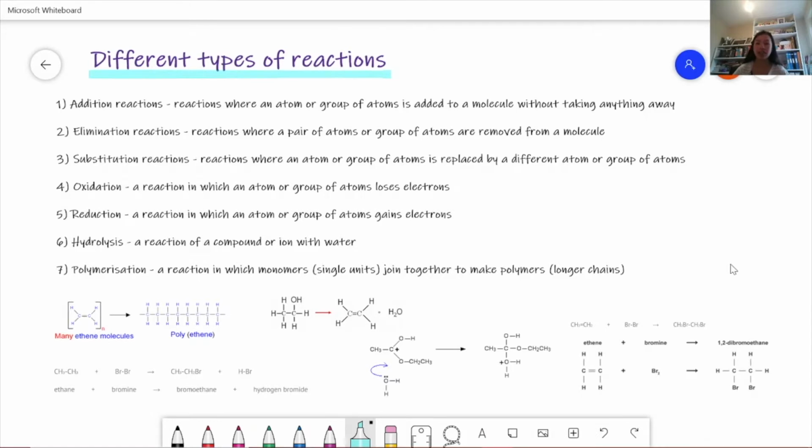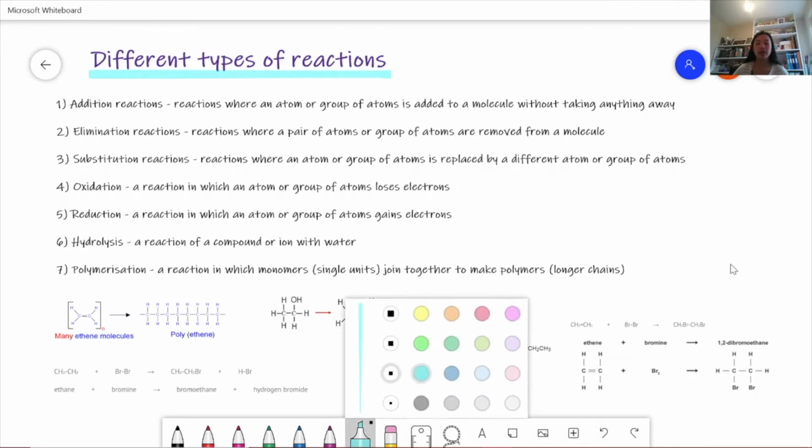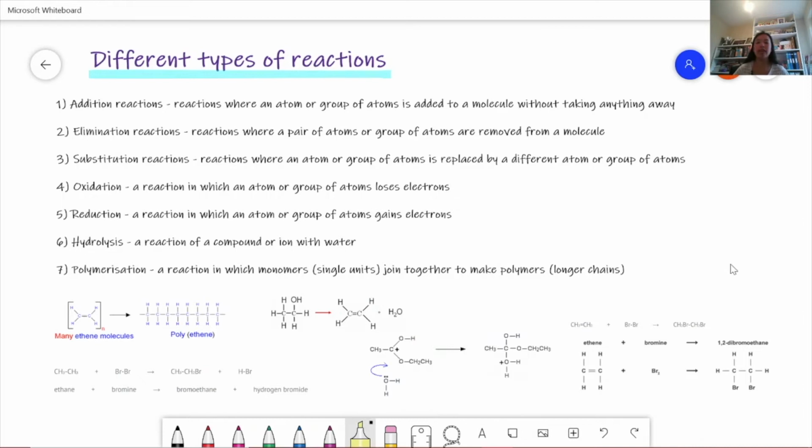And addition reactions are reactions where an atom or group of atoms is added to a molecule without taking anything away. So what you'll come to find is actually all of these names kind of give you an indication of what actually happens in these reactions. So because it's called an addition reaction, we're just adding stuff to the molecule. An elimination reaction is a reaction where a pair of atoms or group of atoms are removed from a molecule.